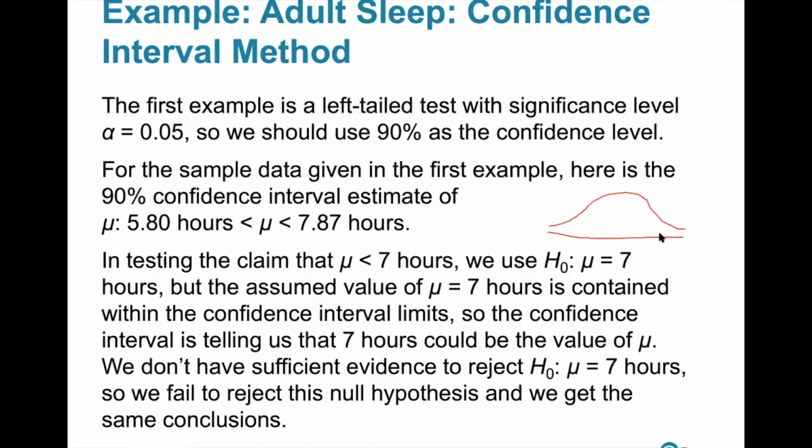in the middle. So for the sample data given in the first example, the 90% confidence interval estimate of mu is between 5.8 and 7.87 hours. All right, why don't we see how they got that confidence interval?